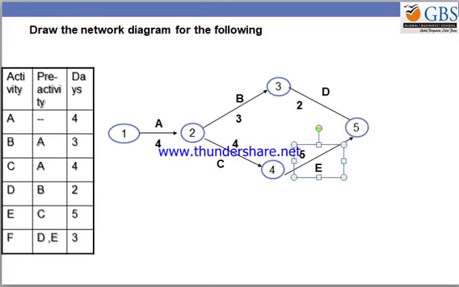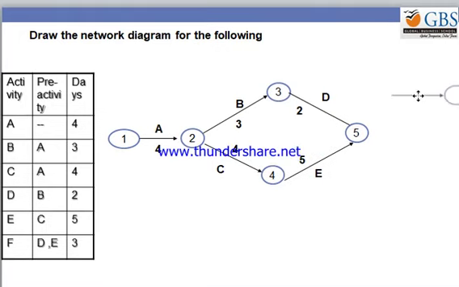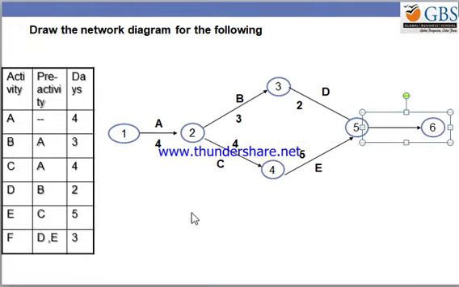Now I can draw activity F, which is of duration 3 days. Here our project accomplishes. Now you can look at it again, relook at it. I said activity A starts. I give the name numbering as 1 to 2 nodes.